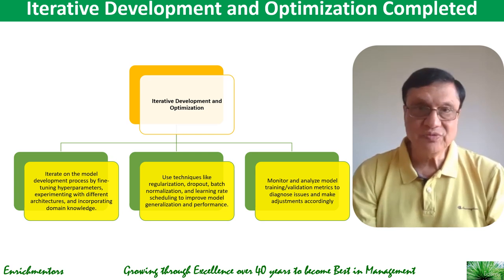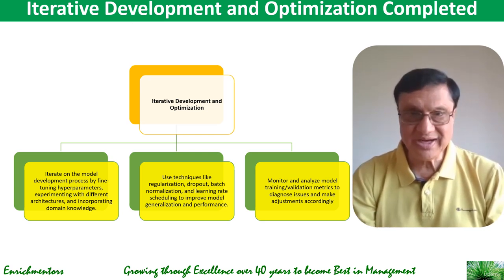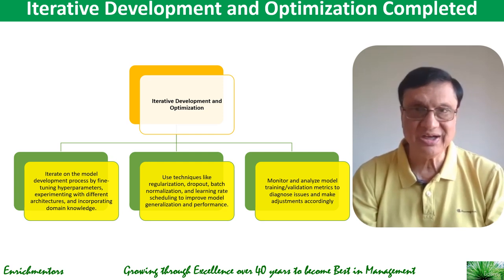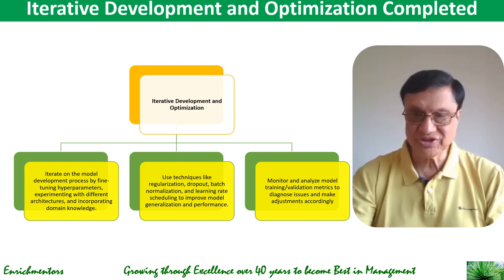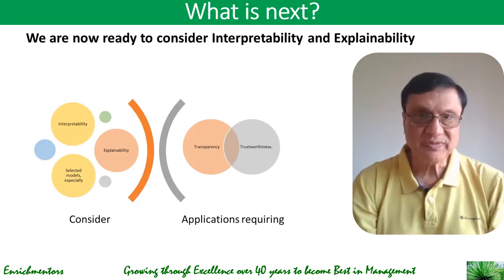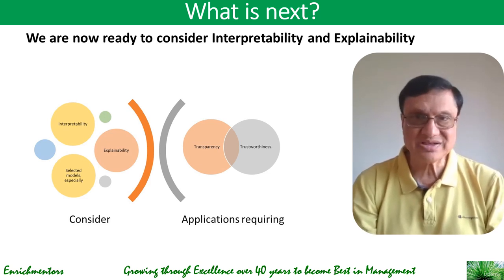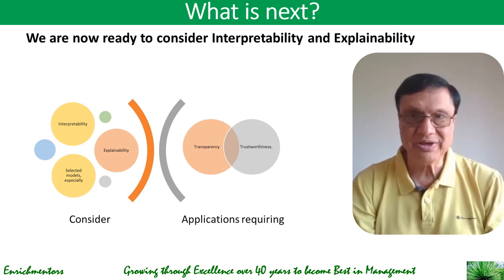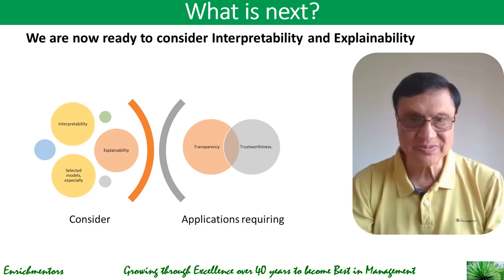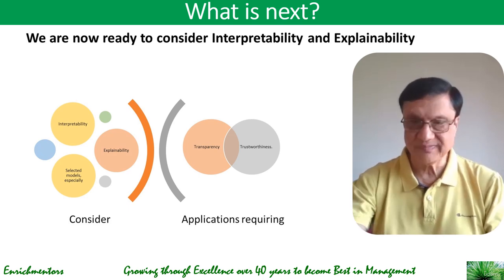So with this, understanding how to monitor and analyze model performance, we have completed the iterative development and optimization sub-step of this section. So what do we do next? Now we are ready to go to the next step of researching and selecting the model, considering interpretability and explainability for applications requiring transparency and trustworthiness.